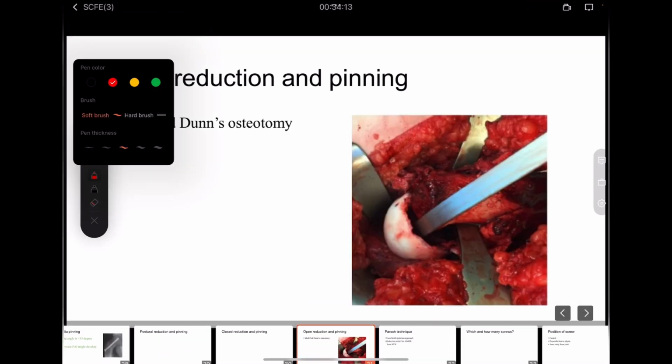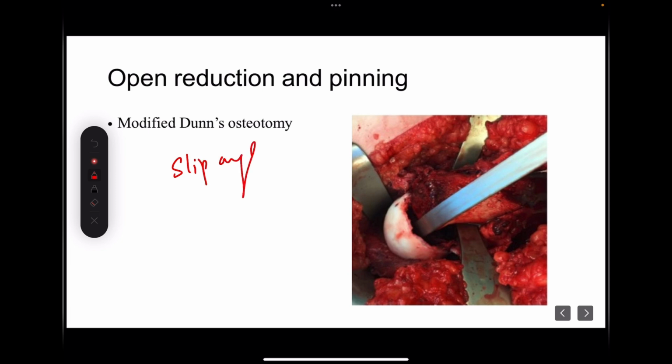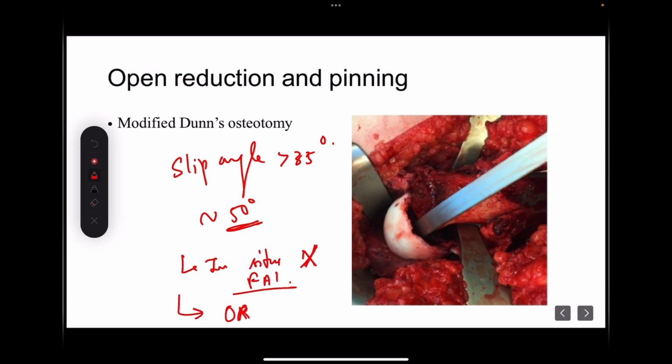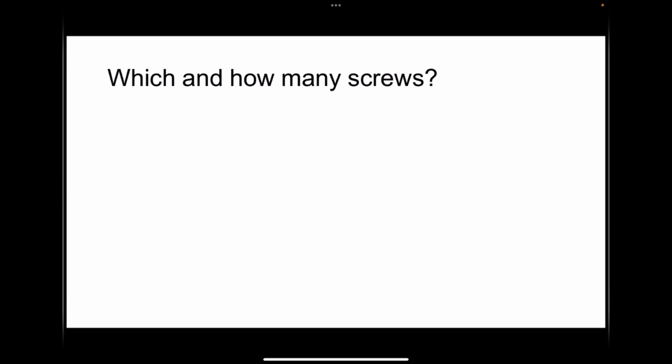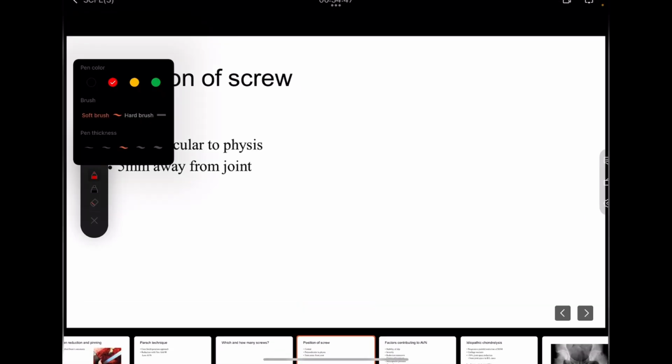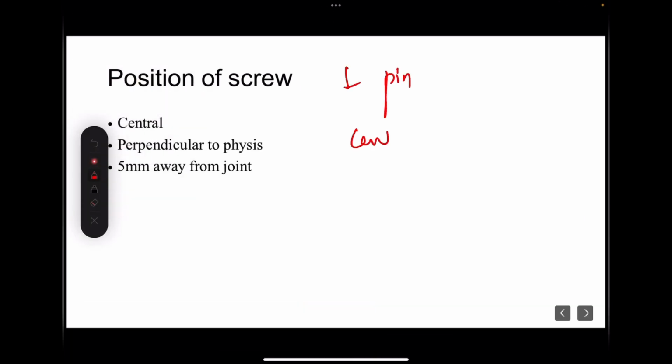Open reduction and pinning is recommended whenever the slip angle is more than 35 degrees, supposedly nearly 50 degrees. In situ pinning is not recommended because chances of FAI are more. In that case, we should go for open reduction, that is Dunn's osteotomy. Do Dunn's osteotomy, reduce it, then fix it with a pin. What should be the position of the pin and how many pins should we use? Only a single pin. One pin is enough. It should be central. It should be perpendicular to the physis and always keep 5 mm distance.